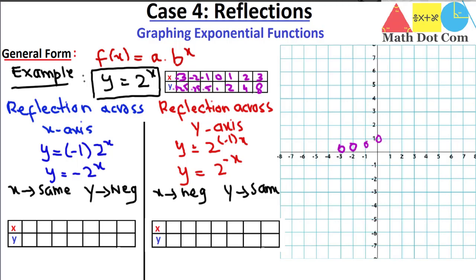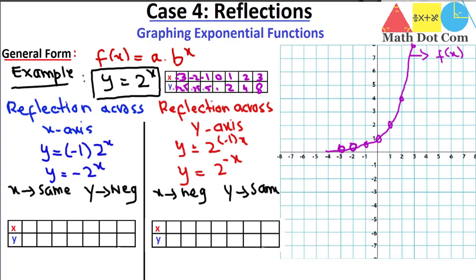Then for 1, it will be 2. Then for 2, it will be 4, and then for 3 it will be 8. If we join them together, we will get the graph like this. So this is the graph of the parent function, that is f of x. Now we have to see the reflection.